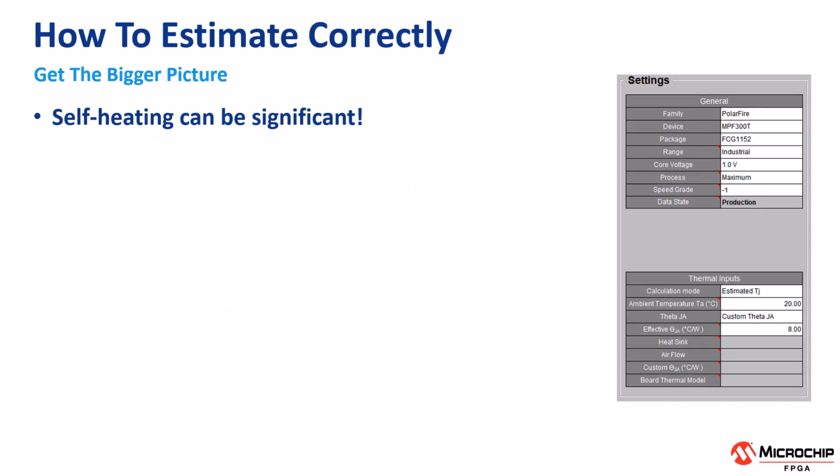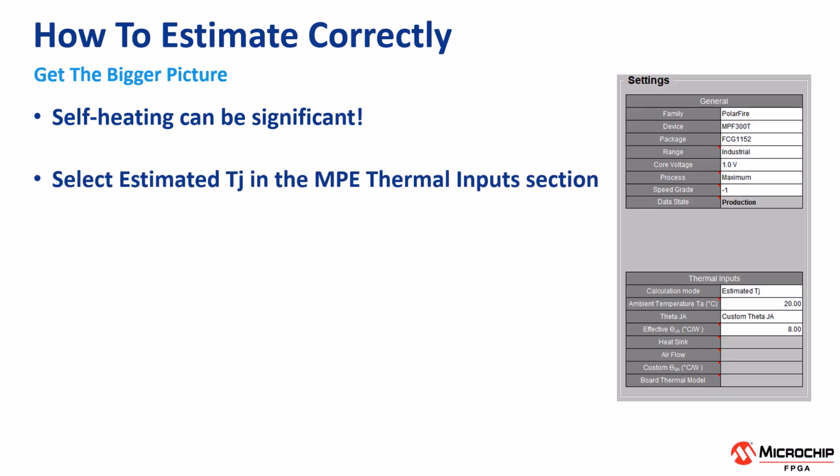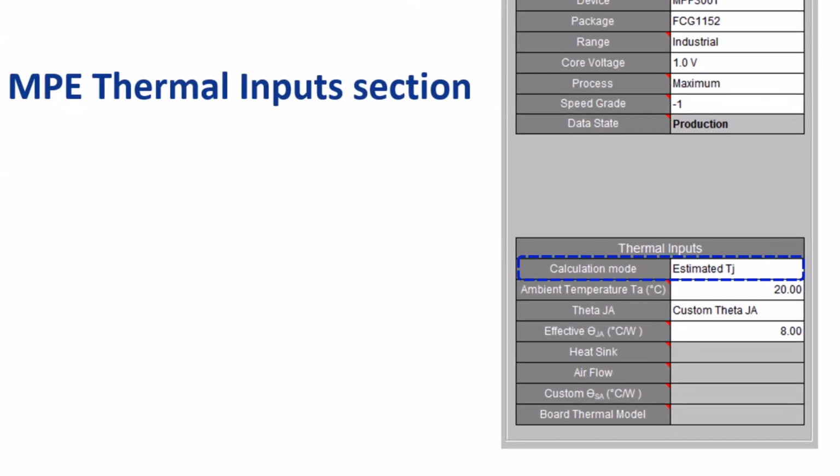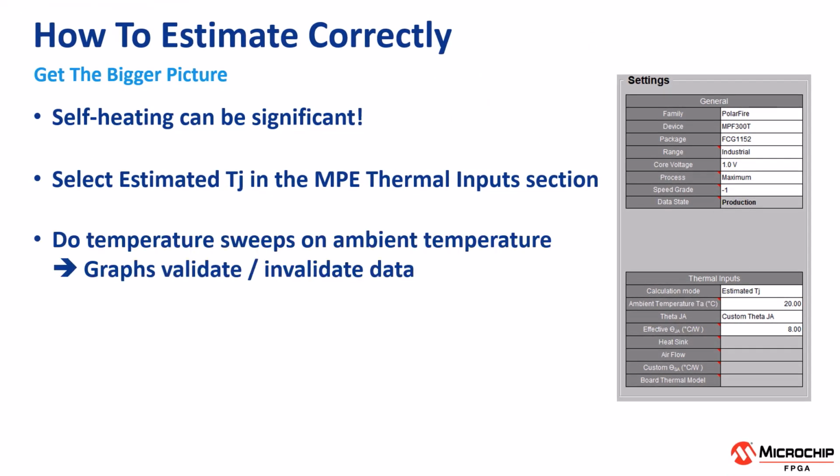Device self-heating is important and needs to be considered. In the Microchip Power Estimator thermal input section, the default calculation mode is user-entered junction temperature, or TJ. To observe the device self-heating, change the calculation mode to estimated junction temperature. You will also need to enter the thermal conductivity for the board. After entering the design data, do the ambient temperature sweep by entering different values for the ambient temperature. This will allow you to graph the junction temperature versus ambient temperature and observe the self-heating.